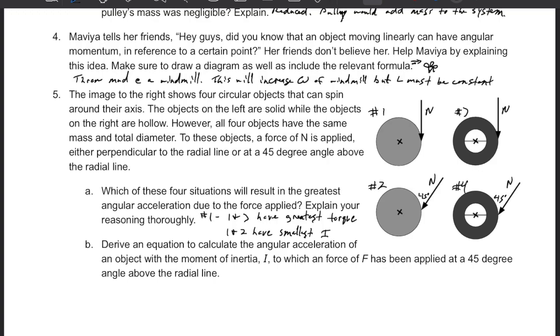Derive an equation to calculate the angular acceleration of the object. Moment of inertia is I. F is force, and you know the angle is 45 degrees. Well, I know that torque is equal to I alpha, or rotational inertia times rotational acceleration. So if we start with torque is equal to I alpha, divide the I to the other side, and alpha is torque over I. And here we're saying torque is force times radius times the sine of theta, theta being 45. So alpha is equal to F times R times sine of 45 over I.